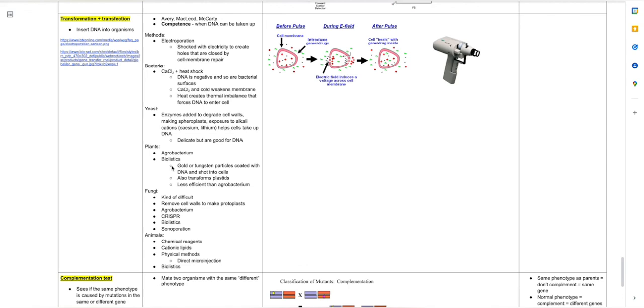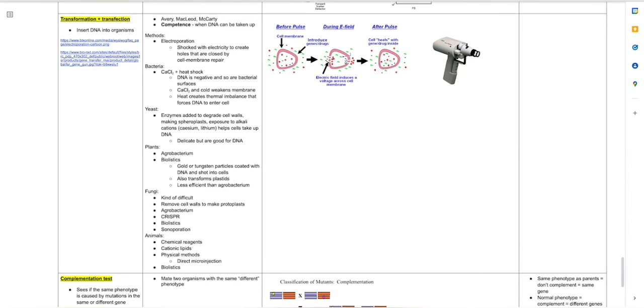And then lastly, for animals, it's not called transformation, it's called transfection, because for animal cells, transformation has a different meaning. It means basically when a normal cell becomes a cancer cell. So what you can do is use chemical reagents or cationic lipids, and the point of these is basically to give a positive charge. And then you can also use physical methods like direct microinjection, and also biolistics, so you can shoot the DNA into a cell.